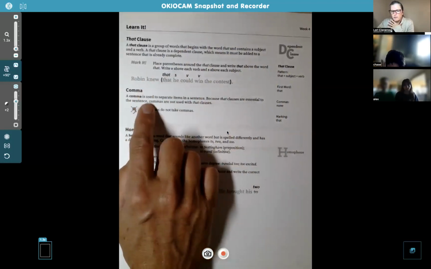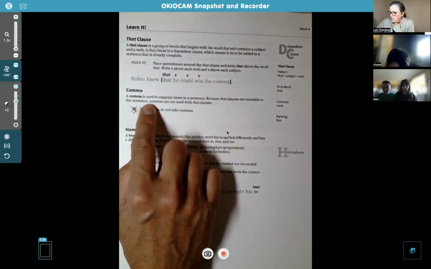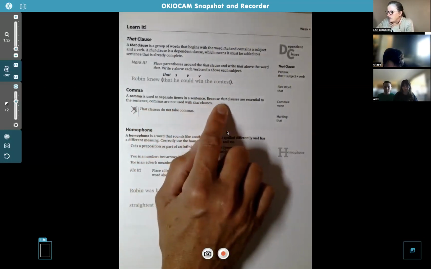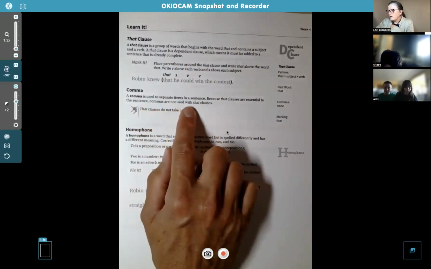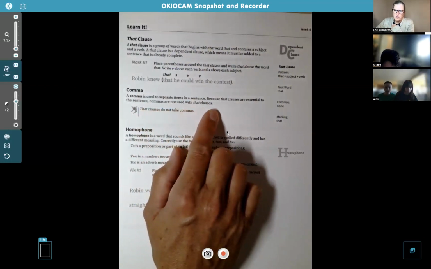And then we're talking about the comma rules. Comma is used to separate items in a sentence, but because that clauses are essential to the sentence, commas are not used with that clauses. So the cool thing is you don't even have to worry about commas when you use the word that. You do not need a comma.